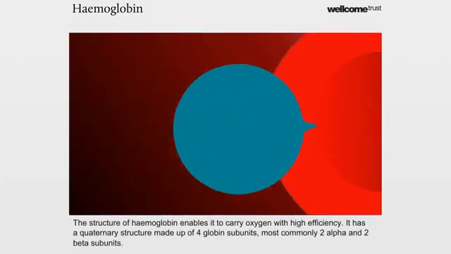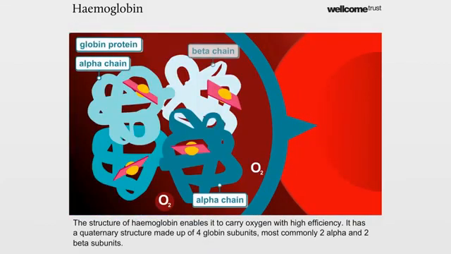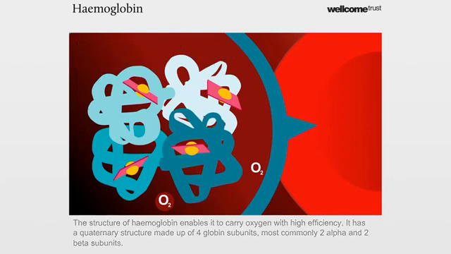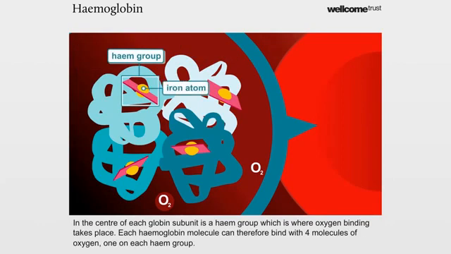The structure of hemoglobin enables it to carry oxygen with high efficiency. It has a quaternary structure made up of 4 globin subunits, most commonly 2 alpha and 2 beta subunits. In the centre of each globin subunit is a heme group, which is where oxygen binding takes place. Each hemoglobin molecule can therefore bind with 4 molecules of oxygen, 1 on each heme group.